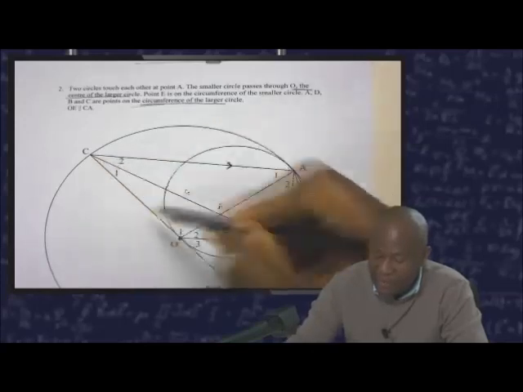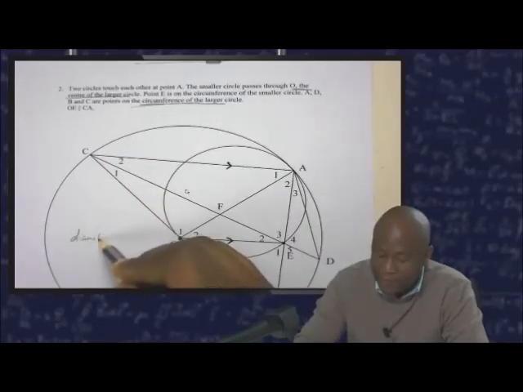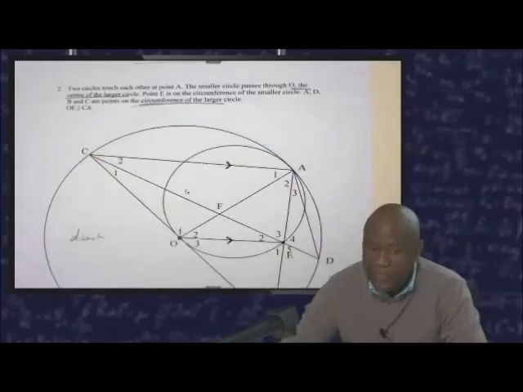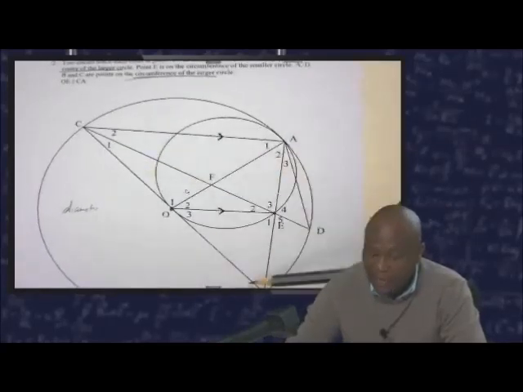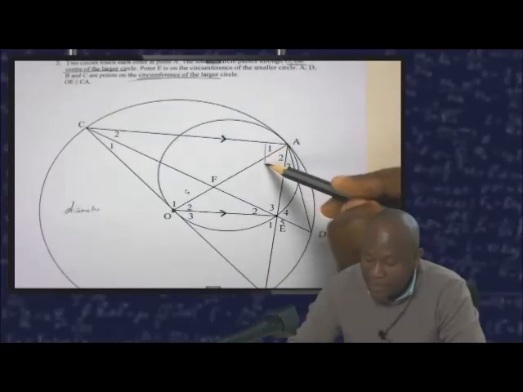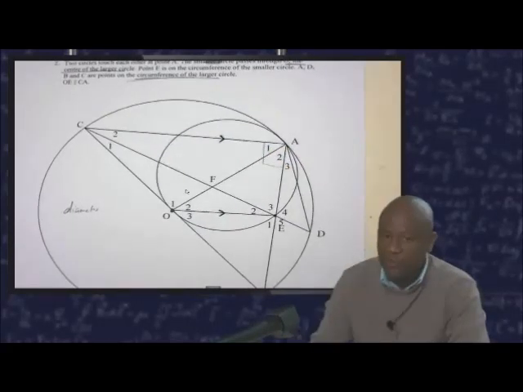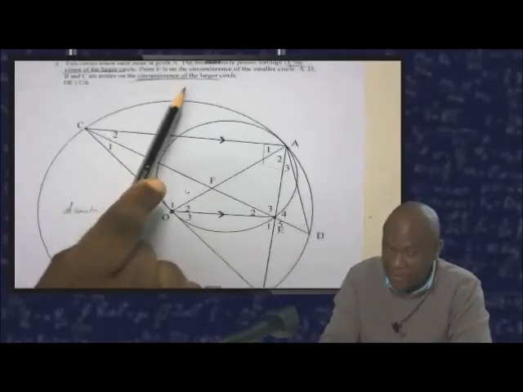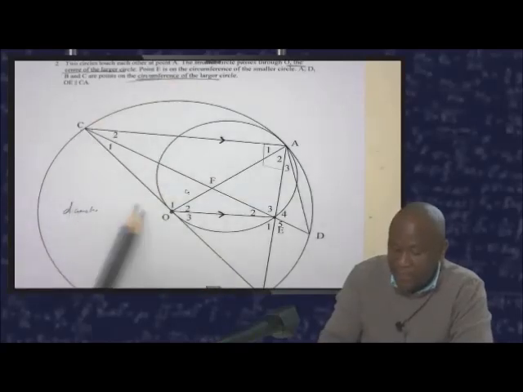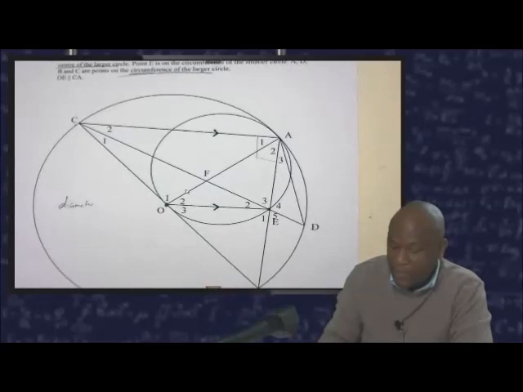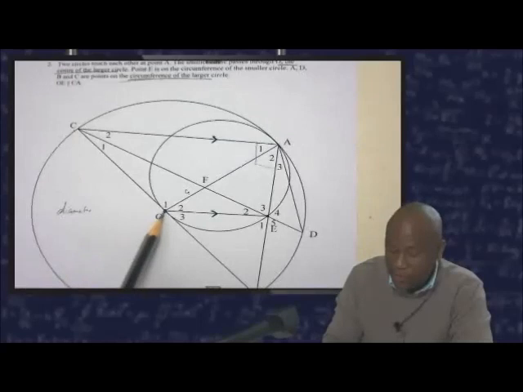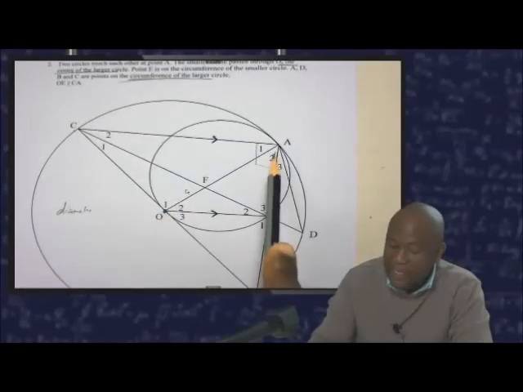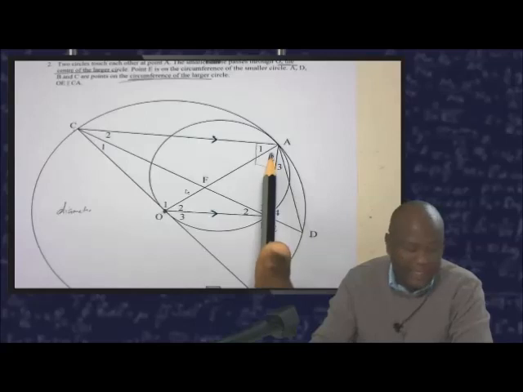It means this line is what? A diameter. Why? Because C and B are on the circle. It means that line becomes a diameter, and therefore this angle here becomes how much? 90 degrees. Do you allow me to do that? If we are told that C and B are on the circumference, this line becomes a diameter. And once it is a diameter, because it passes through the center, then the angle in the semicircle becomes 90 degrees.